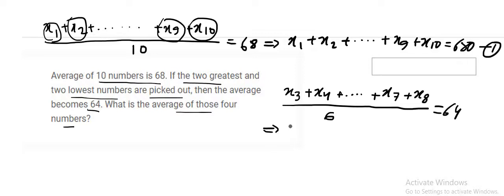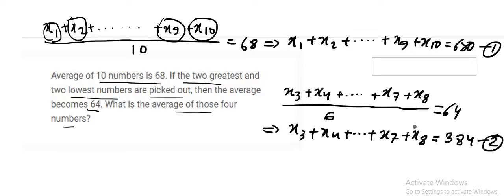So again, if we take the 6 to the other side, we can find that the sum of x3 until x8 is 6 times 64, which is 384. So we now have two equations. And ultimately what we have to find is the average of those 4 numbers, and by those 4 numbers it's meant the lowest 2 numbers and the highest 2 numbers. So all we have to find is the average of these numbers.